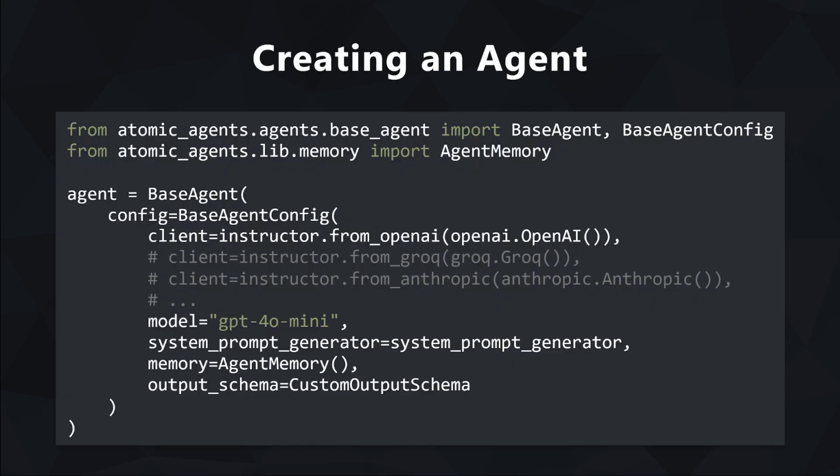Creating an agent is really simple. You just use instructor with whatever provider you want to use. That could be OpenAI, it could be Groq, it could be Anthropic, it could be a local model with Ollama or whatever you want. You could even have one agent running OpenAI's GPT-4o Mini, whereas maybe another agent is using Groq.